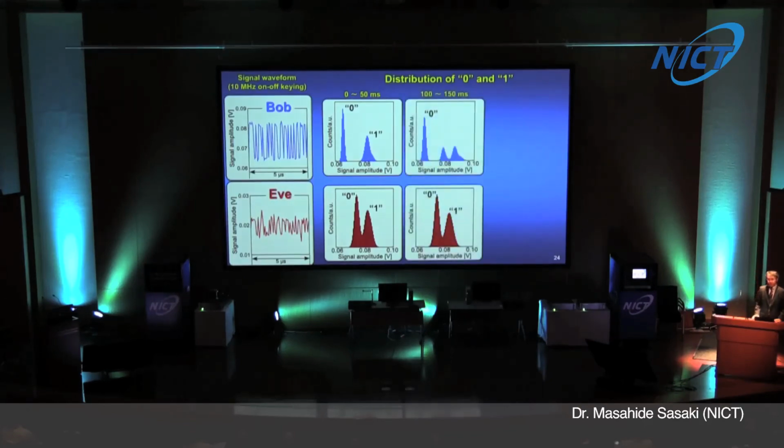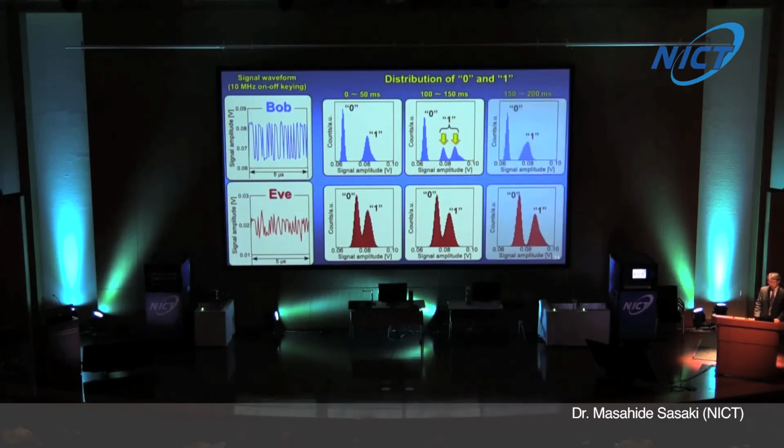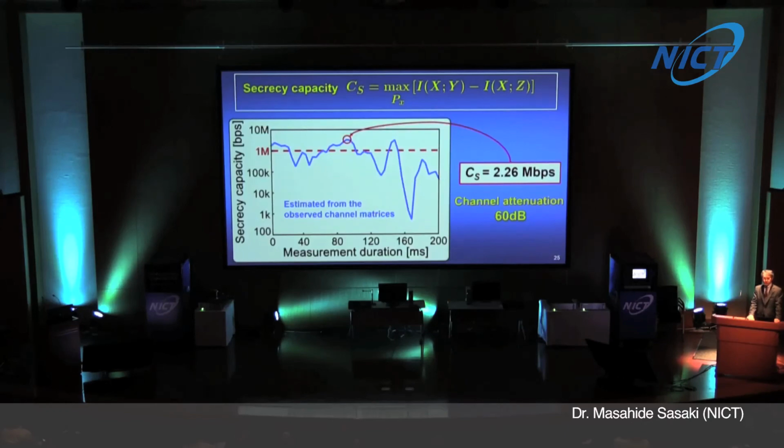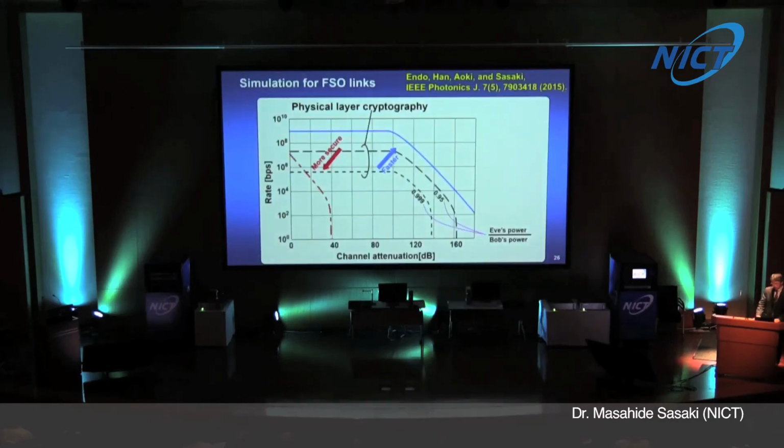And in the other time slot, you see double peaks for the signal one. So there are two channel realizations in this time slot. And in the other slot, we have different distributions. So the channel characteristics vary in a time scale of 10 milliseconds. And based on this estimation, we can evaluate the achievable secrecy rate. So you can see that 1 Mbps information theoretically secure communication should be possible, even at a heavy channel attenuation of 60 dB. So this performance can be marked something around here in the graph of the secrecy rate as a function of the channel attenuation.